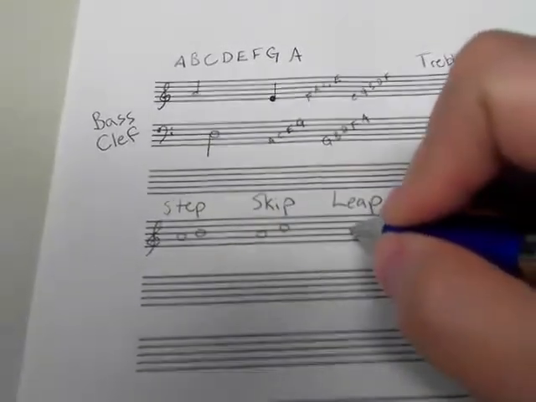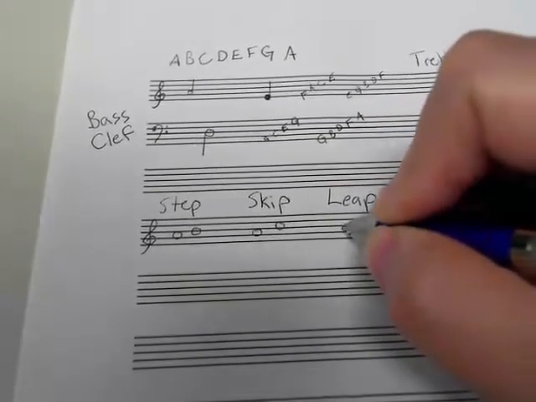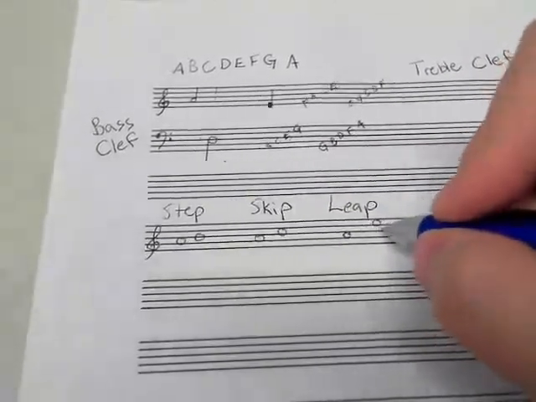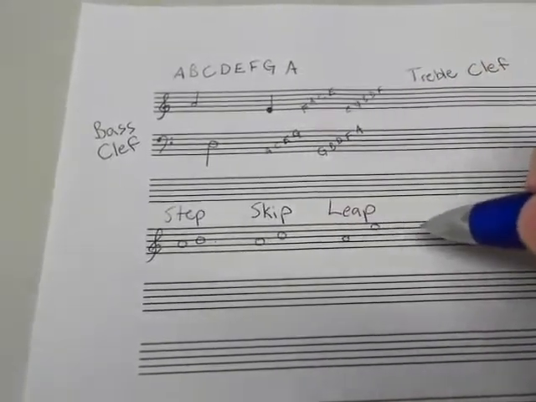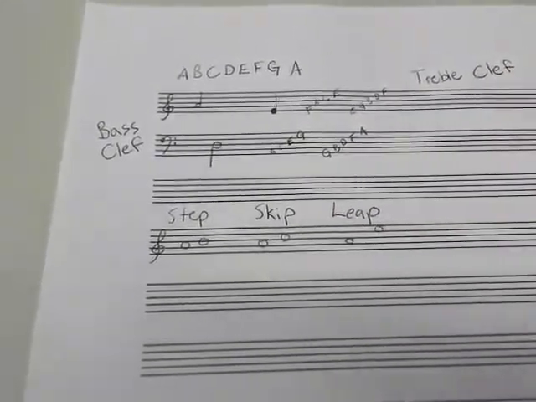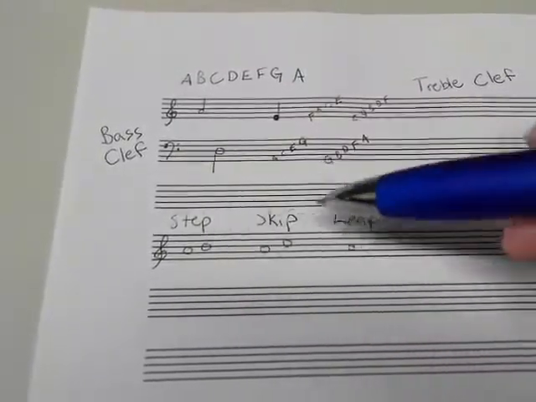If we skip more than one note, we call it a leap. So there's a bigger distance between these two pitches, and we would call this a leap. Anything that is not a step or a skip will end up being a leap. All of these have been ascending. They've gone up. So these are ascending steps, skips, and leaps.